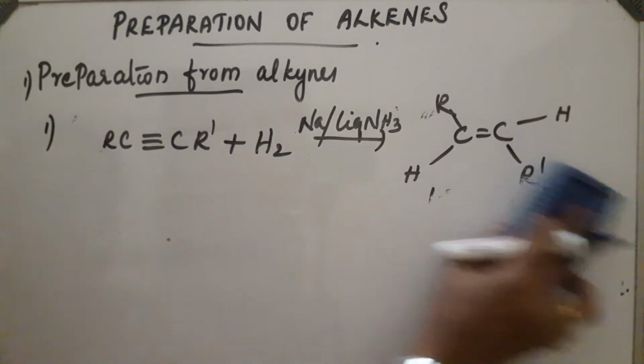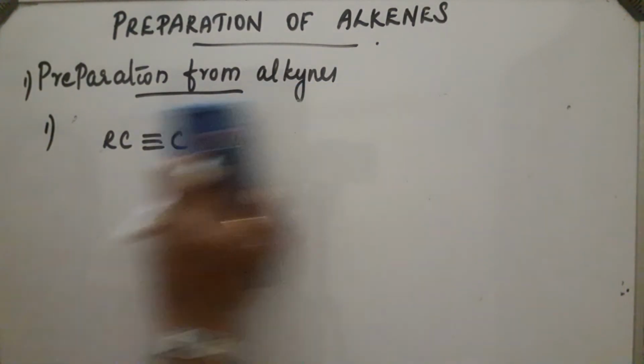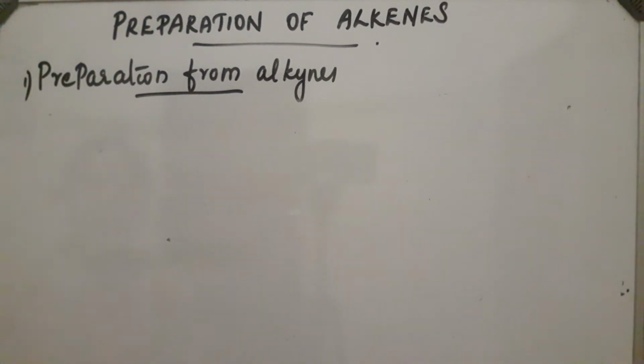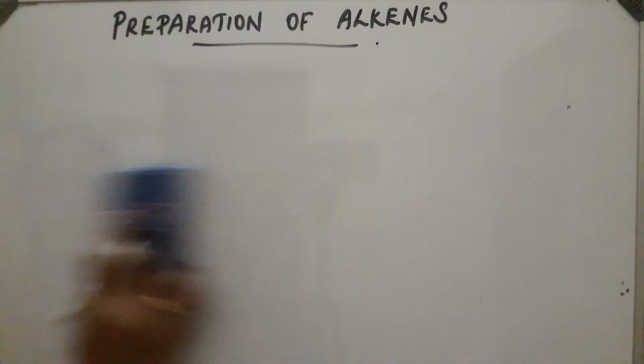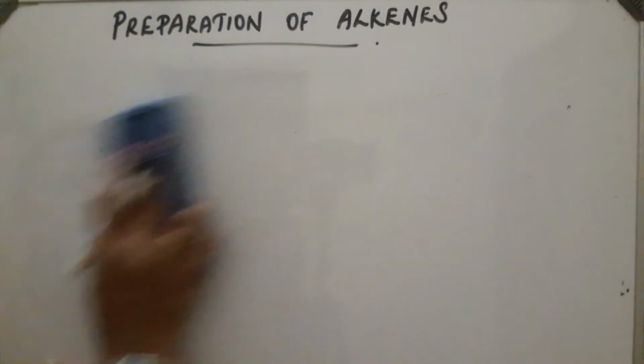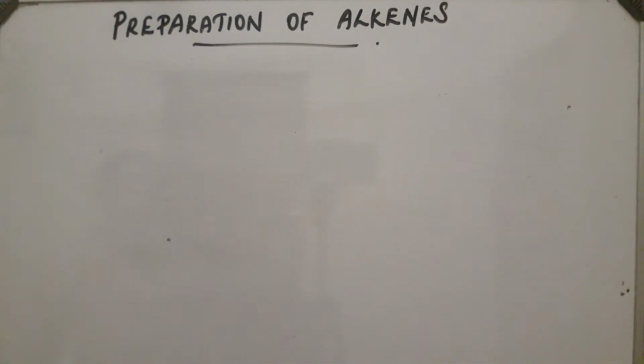Now there are lots of other preparations of alkenes by the removal of some molecules. Lots of preparations are possible by the removal of molecules like H2O, HX (hydrogen halide), and halogens like H2, Br2, etc. By the removal of some compounds, the preparation of alkenes takes place. Let us see the first one.